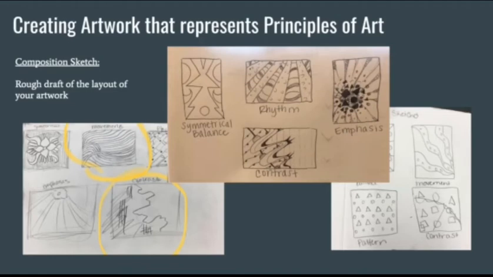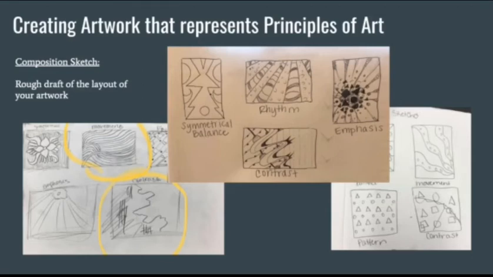So you are going to be creating a composition sketch. So if you want to write that definition down in your sketchbook, a composition sketch is a rough draft of the layout of your artwork. So we are going to create our own representations of principles. So I have this example here, and I created these little composition sketches. This is what you're going to do in your sketchbook. So here are some of my examples.